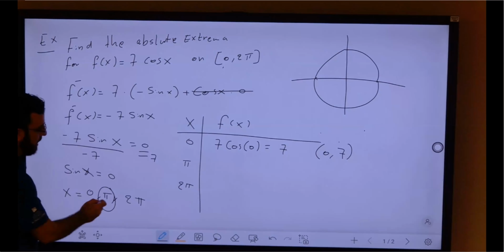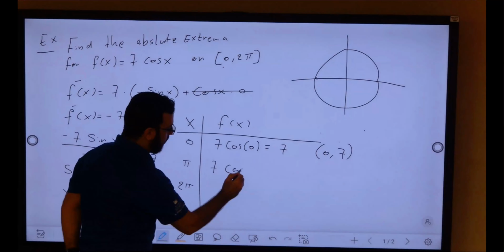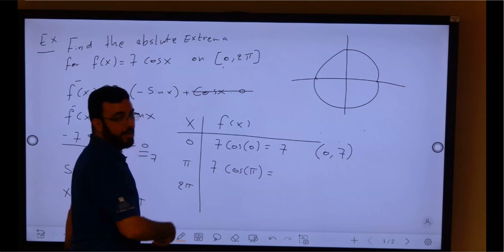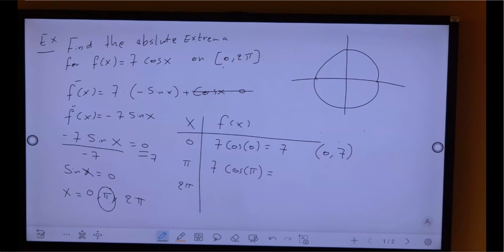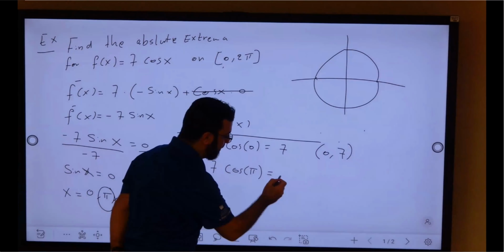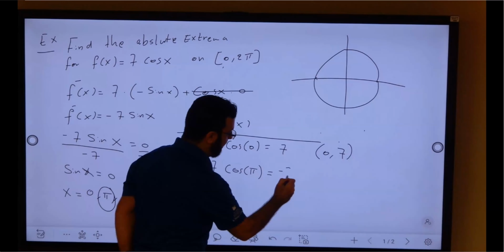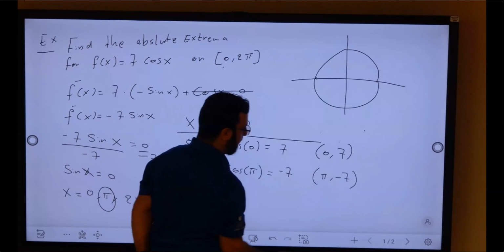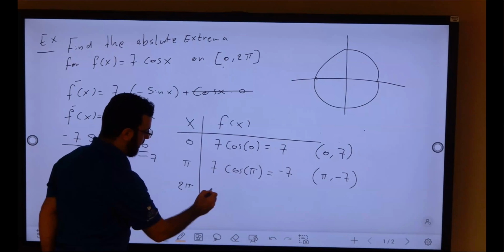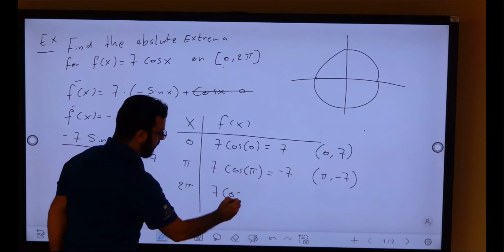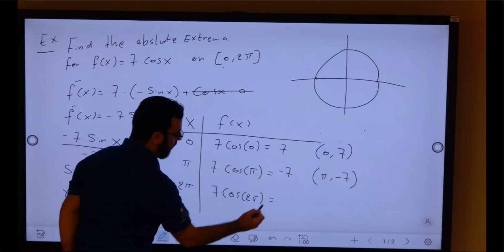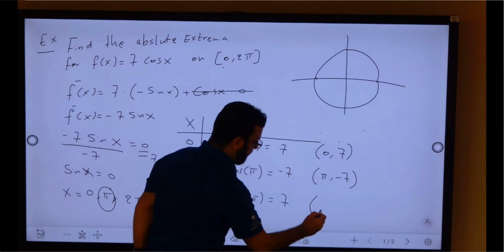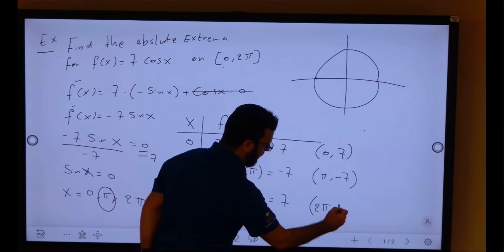Now go ahead, plug in pi. 7 cosine pi equals what? Cosine pi is -1. So 7 times -1 is -7. So it's going to be pi and -7. What about this one? 7 cosine 2 pi equals 7 as well. So it's going to be 2 pi and 7.